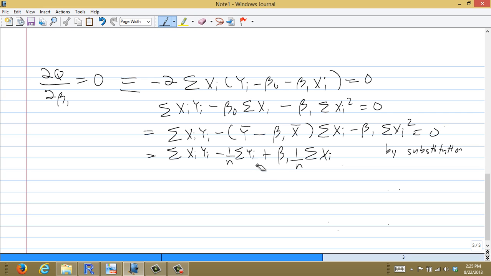Oops, and actually I just realized there's a mistake, I'm going to correct this here. So we need to expand this product out. So we're going to get y bar times the sum of the x's, which is the same thing as 1 over n the sum of the y's times the sum of the x's, minus beta 1 times 1 over n the sum of x sub i squared, minus beta 1 times the sum of x sub i squared equals 0.